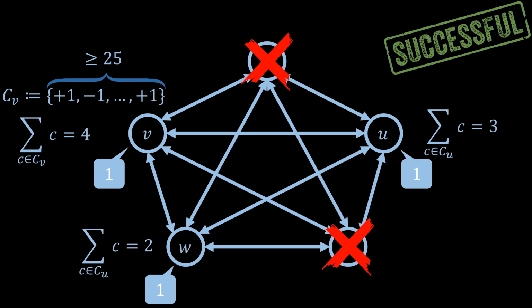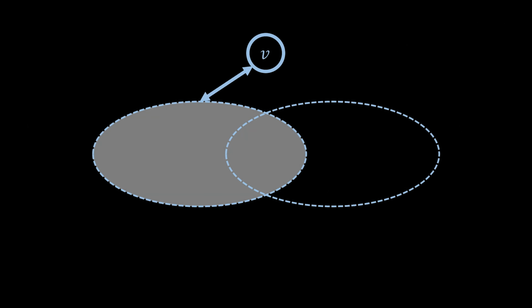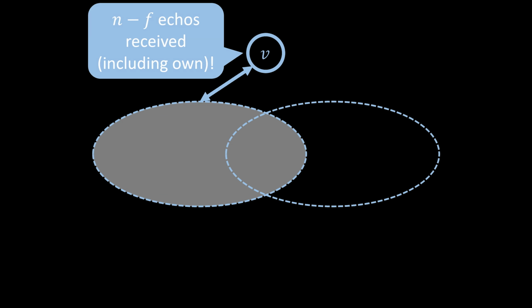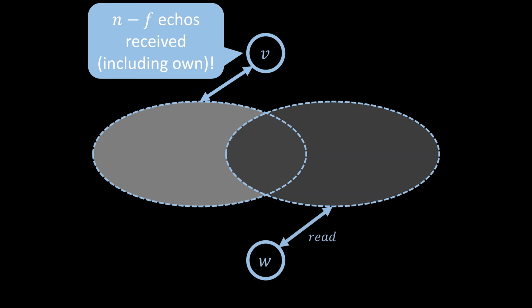Let's now discuss why the algorithm works. Let's consider a write operation. Node V waits for n-f echoes to its broadcast, which guarantees that at least n-f nodes must store node V's random number for this round. Node V will not advance before this happens, so there can be at most one unfinished write operation per node at any time.